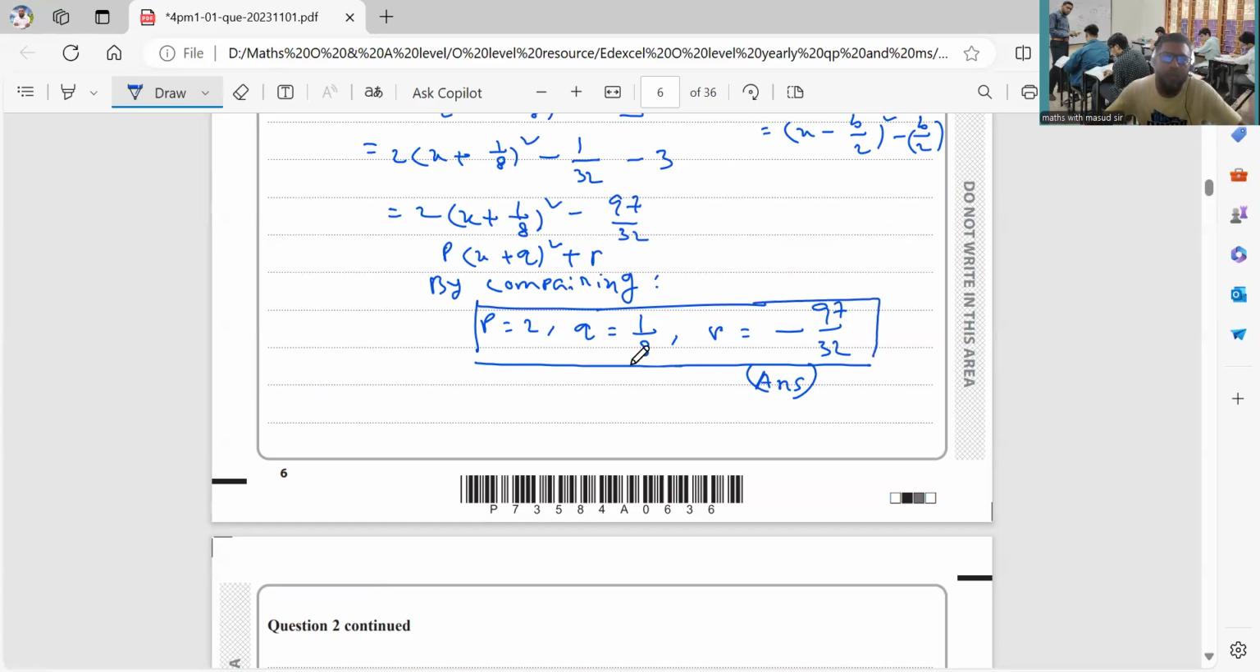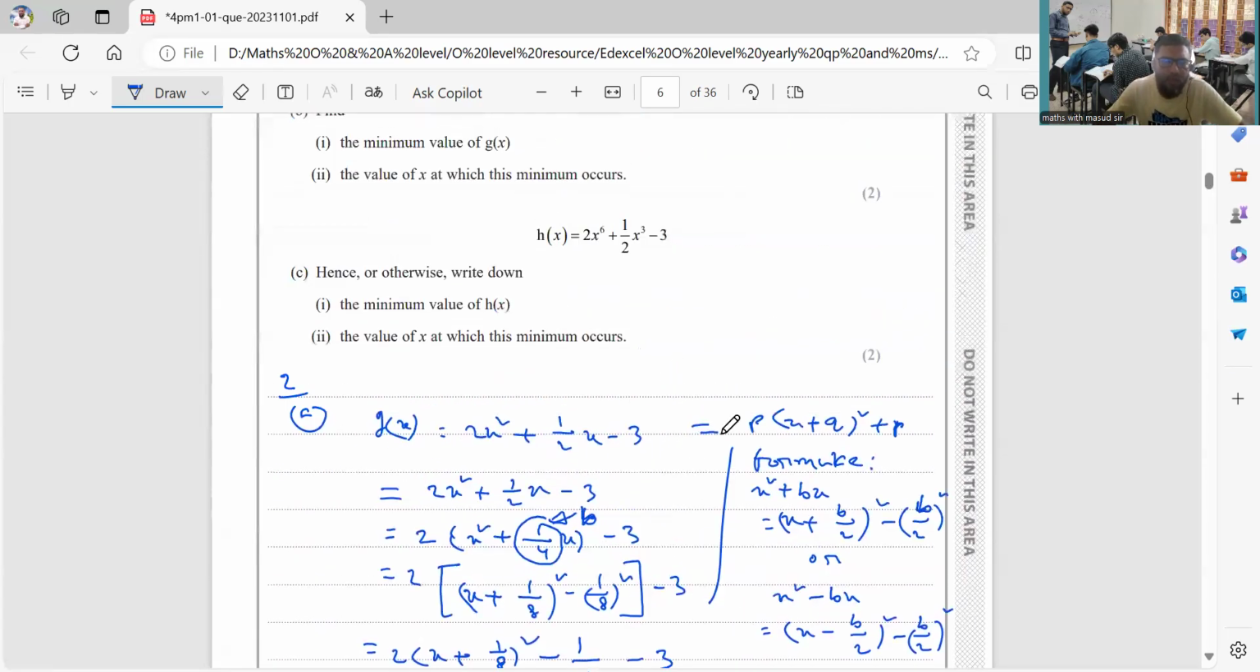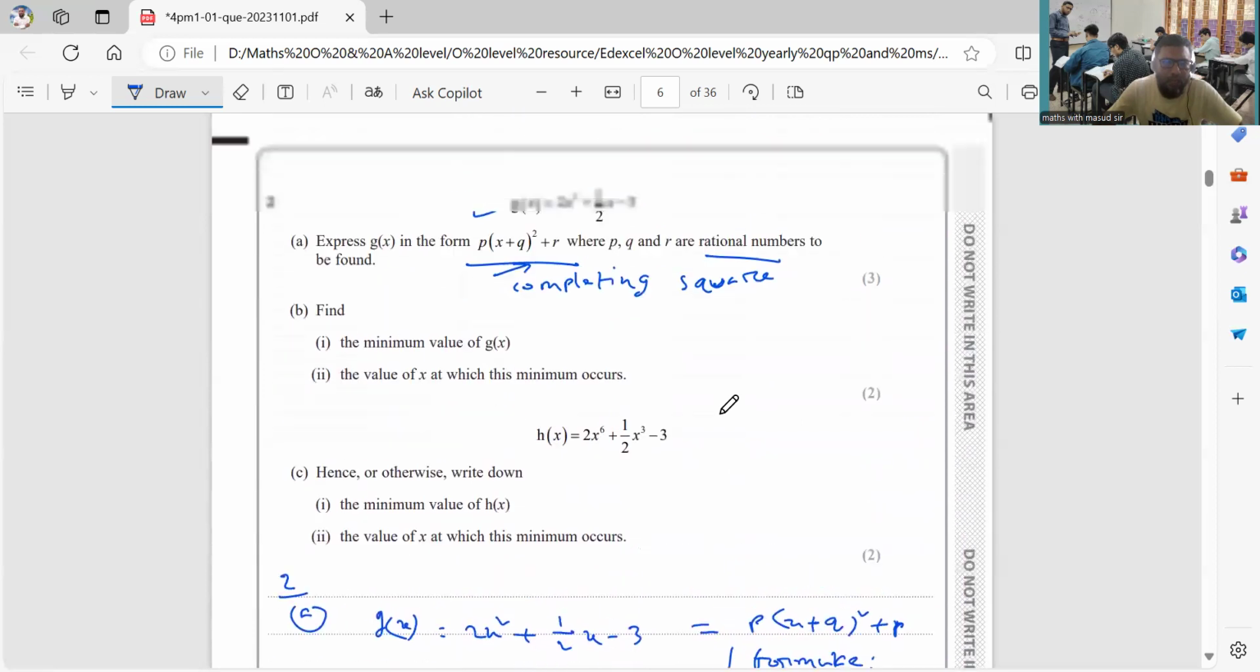Okay. So this one finished. Hopefully you understood. Now the second question is very important, related to the first one. B, find the minimum value of g(x). Minimum value. Why minimum? Because the x square coefficient is positive. If the x square coefficient is positive, the quadratic has a minimum. If the x square coefficient is negative, the quadratic has a maximum.